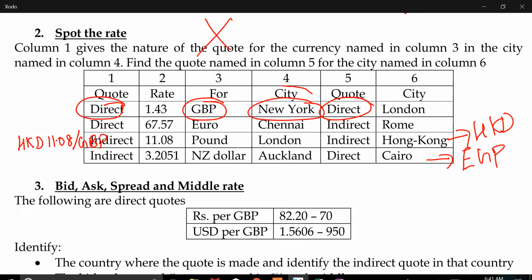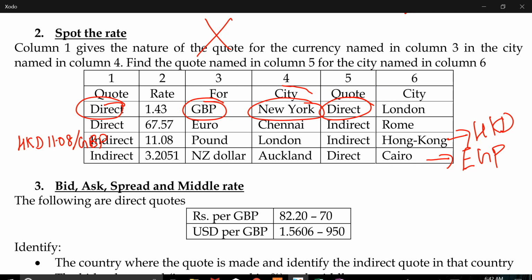The other quote is an indirect quote in Hong Kong. For an indirect quote in Hong Kong, the Hong Kong currency will come as the second currency. You are able to understand this. A direct quote means the home currency will be first, and an indirect quote means the foreign currency will be first. That's the clear interpretation. In a direct quote, you start with the home currency. In an indirect quote, you start with the foreign currency. So the indirect quote in London is HKD 11.08 per GBP.